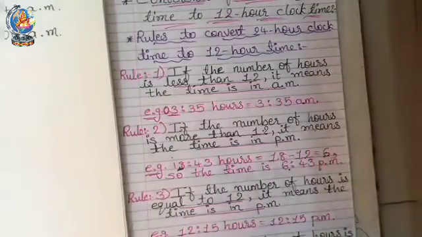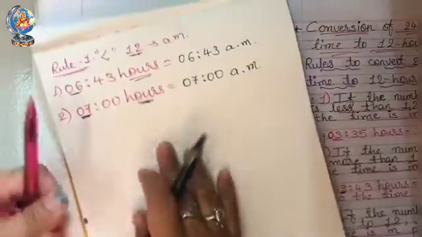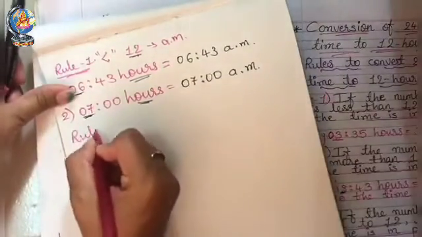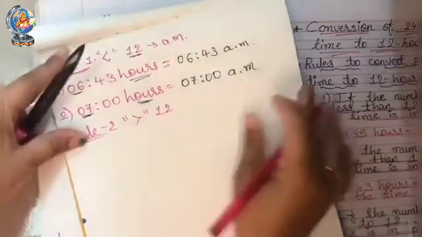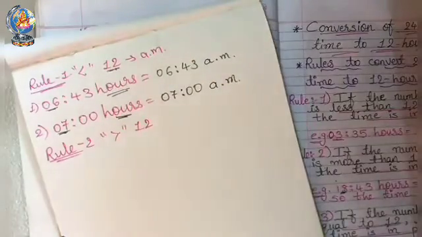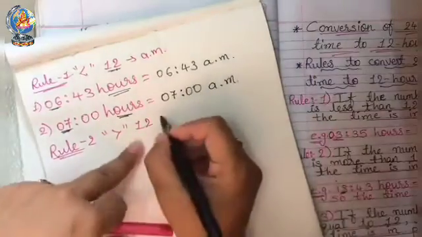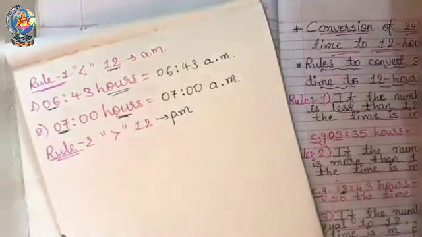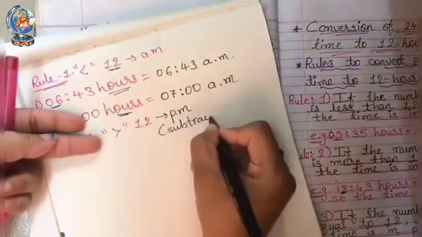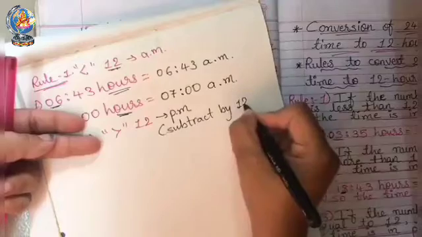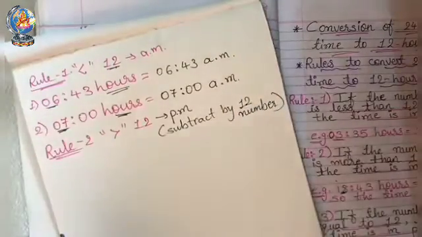Let's have the examples regarding that. What was the rule? Rule number 2. If it is greater than 12, subtract 12 from it. We write that down. Greater than 12, then you have to write PM. And we have to subtract 12. Okay, ready for the first question?